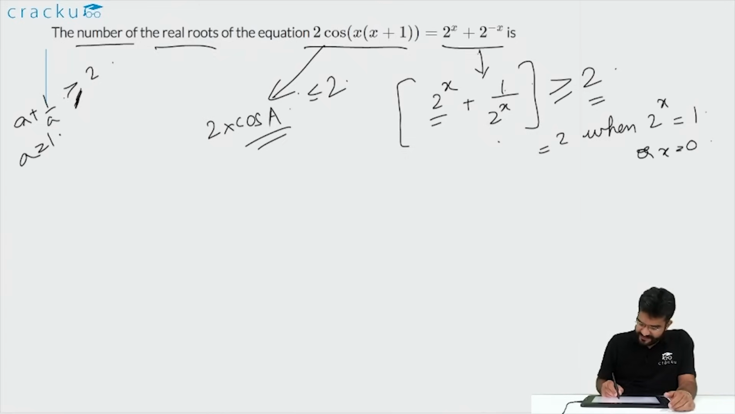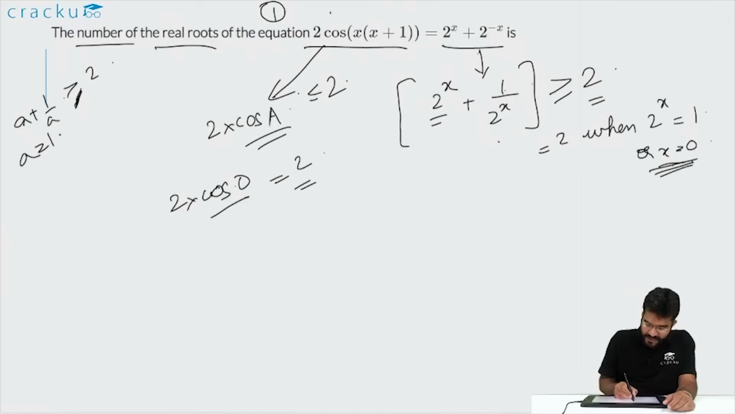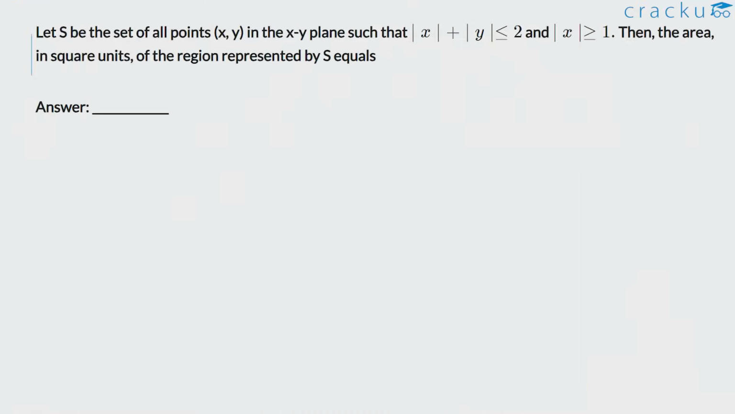And the right hand side is equal to 2 when x is equal to 0. So let us check if the left hand side also equals 2 when x is equal to 0. If you substitute the value of x in the left hand side, you are going to get 2 into cos of 0 into 1, which is 0. 2 into cos of 0 is actually equal to 2. So the only point at which the left hand side will equal the right hand side is when both of them are equal to 2, and both of them equal 2 only when x is equal to 0. So the number of real roots of the equation is 1 and the only real root is x is equal to 0.